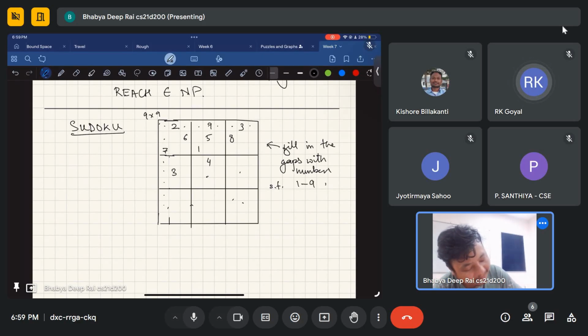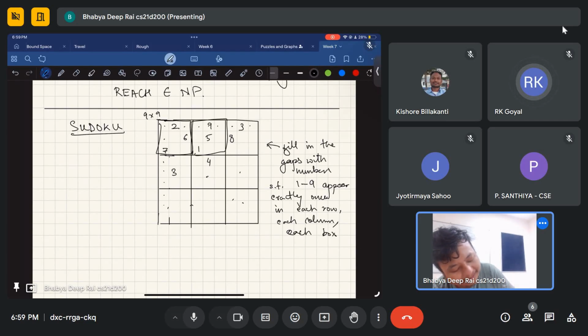such that 1 to 9 appear exactly once in each row, each column, and finally each box. What is a box? Well, these. It used to come in newspapers, but I don't know nowadays whether it comes or not. But it's a fun game to play.